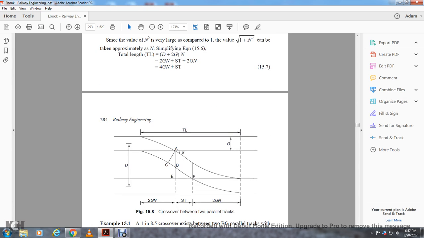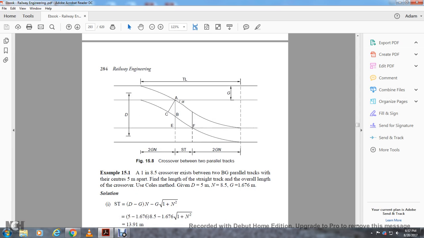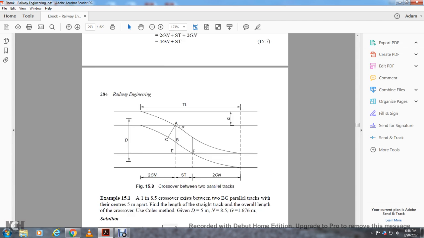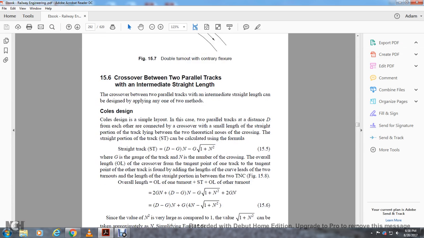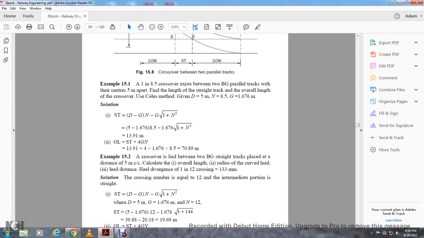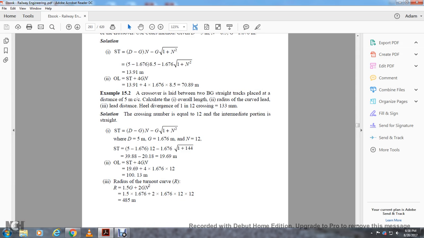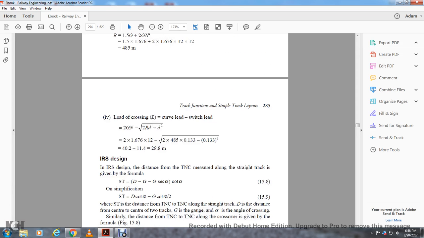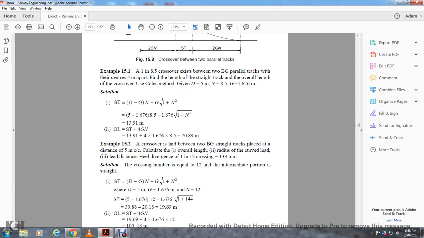Figure 15.8 shows the crossover between two parallel tracks. A 1 in 8.5 crossover exists for broad gauge parallel tracks with centers 5 meters apart. Find the length of the straight track and the overall length of the crossover, using the Cole method, given d is equal to 5 meters. The number of the crossing is 8.5.